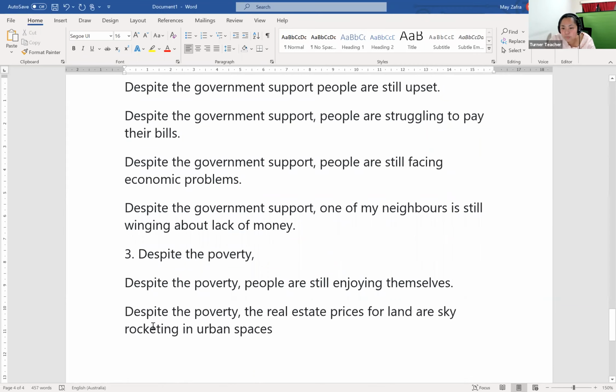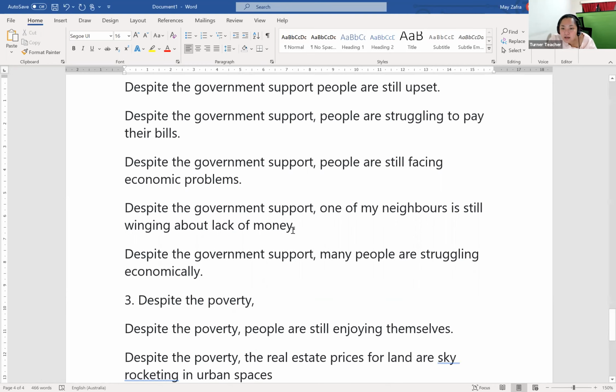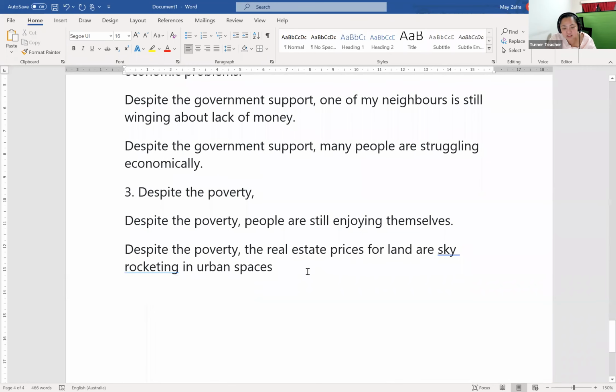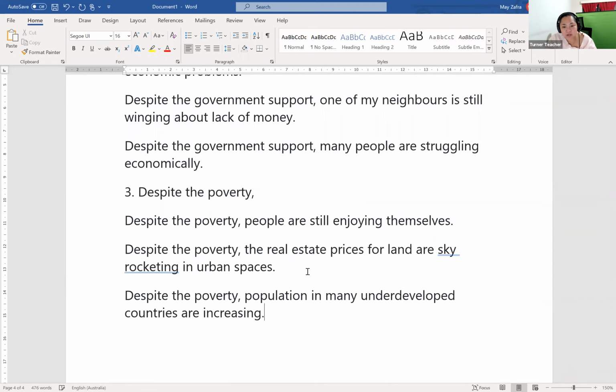Despite the government support, many people are struggling economically. Yes, that's right. Despite the poverty, population in many underdeveloped countries are increasing. Very good sentence here, Shalu. Good on you. This is the kind of sentence that I want from you. Keep it up. Despite the poverty, people build rockets more than ever. Are you talking about Elon Musk, Koyanga?